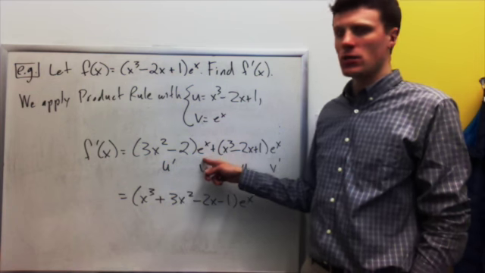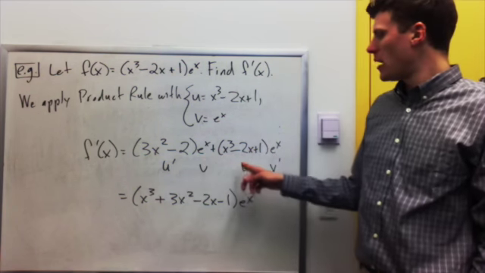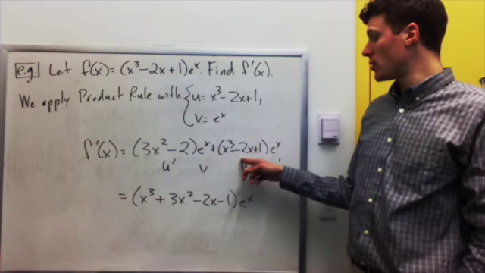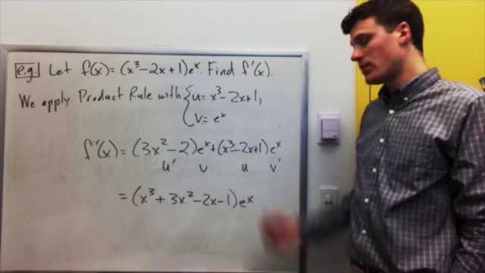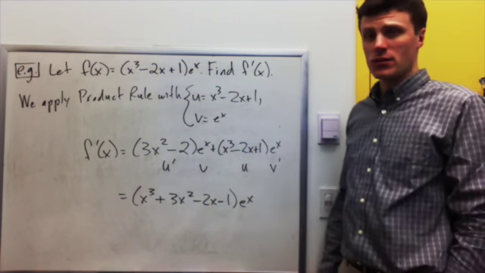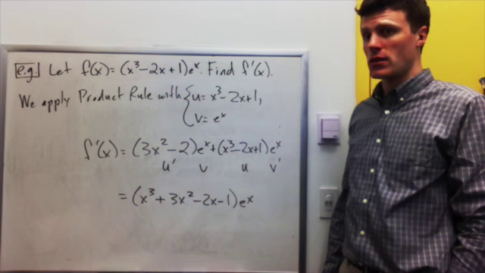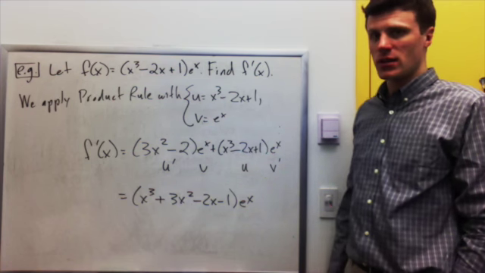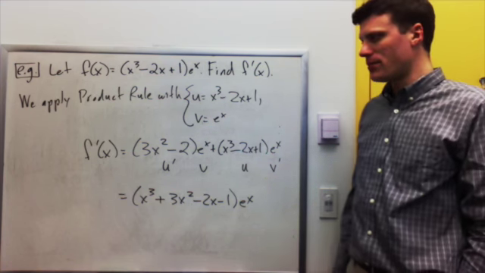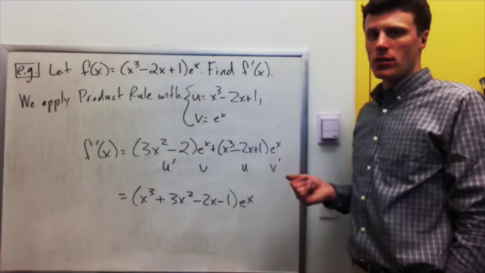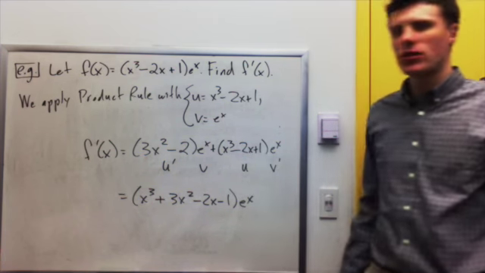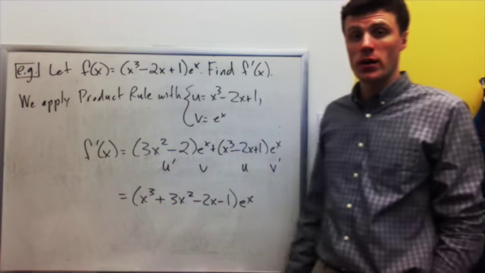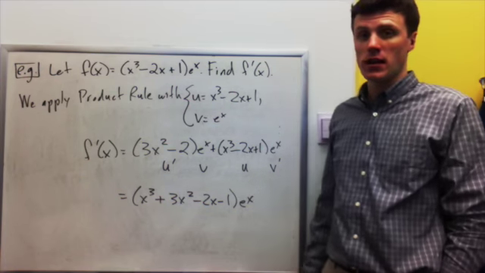I leave v alone, get e to the x. And then I leave u alone, I get x cubed minus 2x plus 1, and I multiply by the derivative of v. Well, v is e to the x. The derivative of e to the x is e to the x. It doesn't change, so I write that. This is good enough for me, although if you would like to, you can combine and write this as x cubed plus 3x squared minus 2x minus 1 times e to the x.